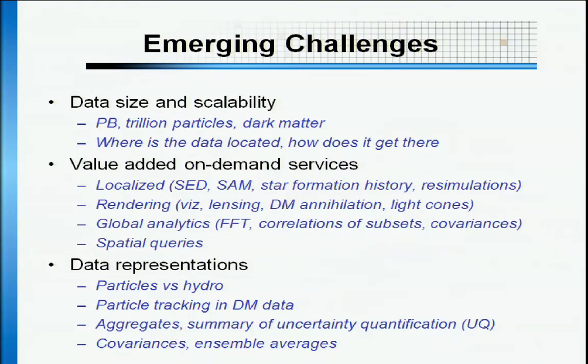So this is two ray tracing problems, basically. First is rendering onto the mass sheets and then scattering the light rays. Dark matter annihilation or building the light cones. And there are the global analytics: how do we do things over the whole volume, which is kind of the traditional supercomputer pattern.